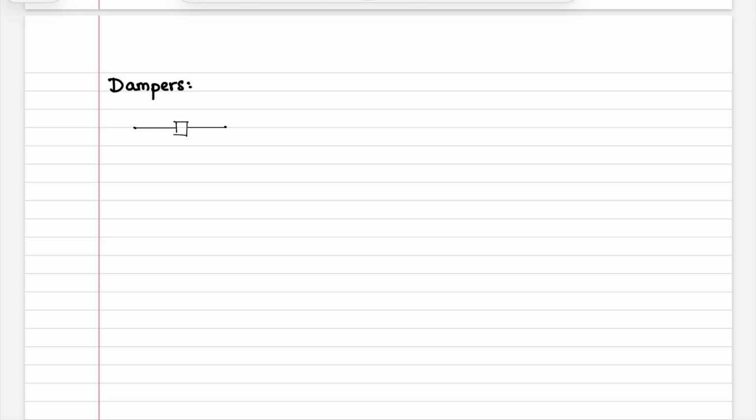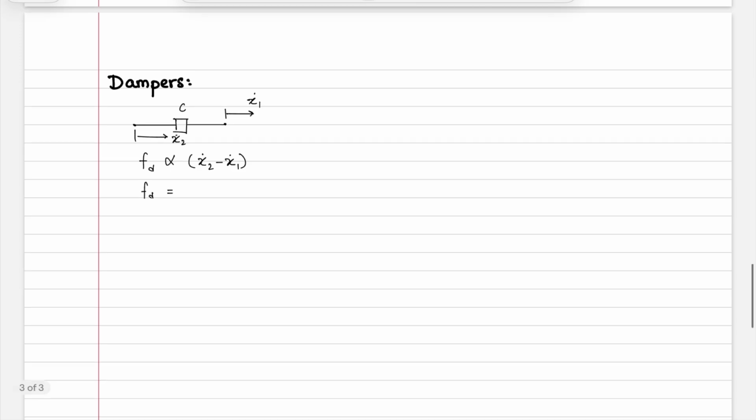Where you have a coefficient c that represents the restoring force that's given by Fd, which is now dependent on the relative velocity across the ends. So if the right side is moving to the right by x1 dot and the left side is moving to the right by x2 dot, then your restoring force is proportional to that relative velocity across the ends, and the coefficient that makes it an equal sign is given by the damping constant or damping coefficient.